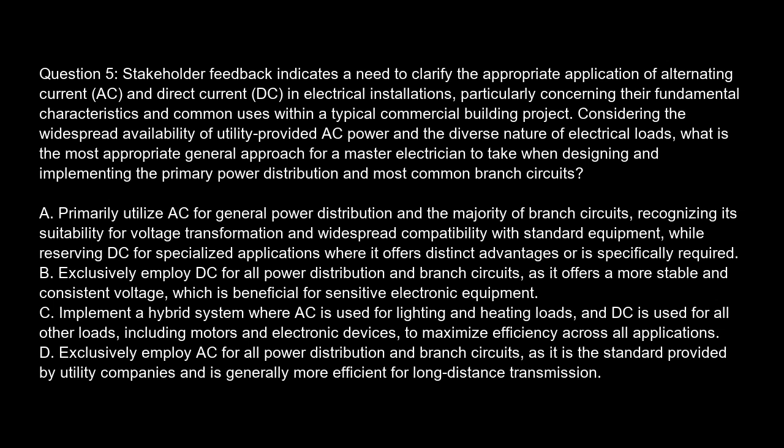Option C. Implement a hybrid system where AC is used for lighting and heating loads, and DC is used for all other loads, including motors and electronic devices, to maximize efficiency across all applications. Option D. Exclusively employ AC for all power distribution and branch circuits, as it is the standard provided by utility companies and is generally more efficient for long-distance transmission.